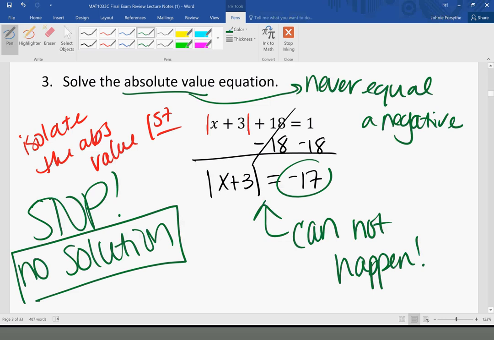Now, if this said the absolute value of x plus 3 equals positive 17, then you would definitely continue, write your two equations, and then solve them each. But if it equals a negative, you stop. You cannot have that. That means it's no solution. Okay, so I wanted to be sure and show you an example of that because many people continue to solve this and they get it wrong. They don't understand why it's wrong.